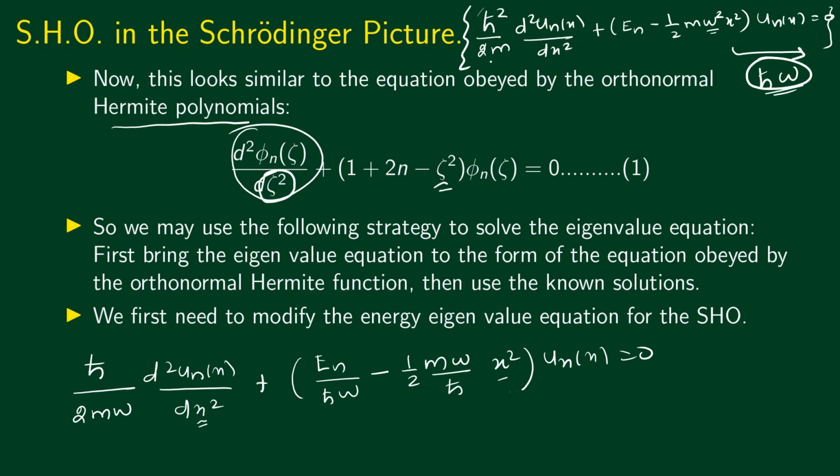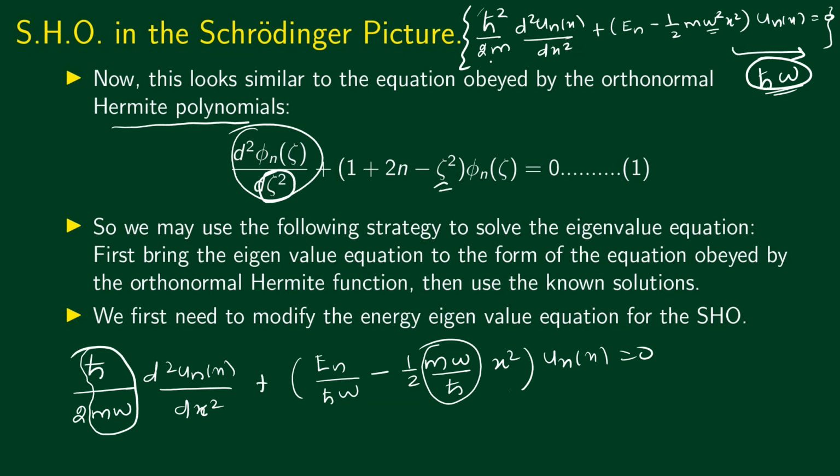Now, before that, we see that we could do this, because the x square here in a way appears in the denominator. This dx square appears in the denominator, and this x square appears in the numerator. We have an h bar by 2m omega here, and half m omega by h bar here. Now, if we didn't have this 2 here, we would have h bar by m omega here, and m omega by h bar here. They would be perfectly reciprocals of each other.